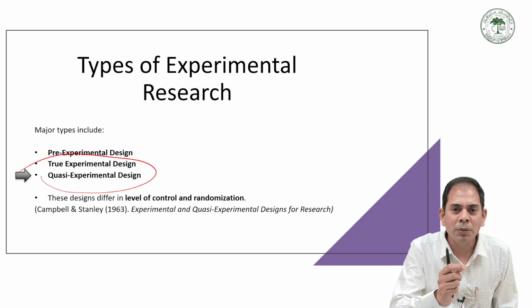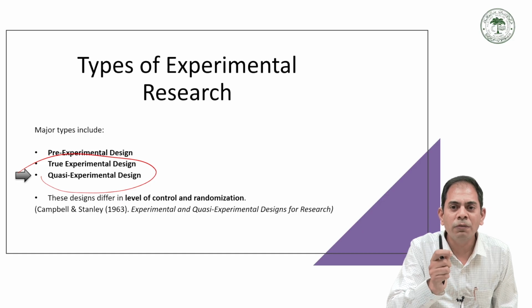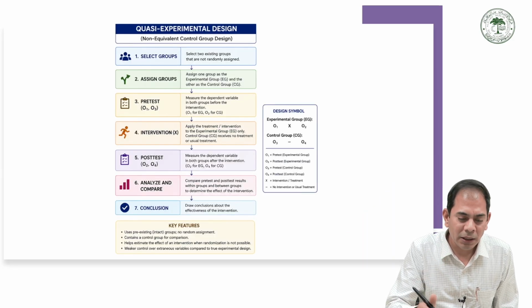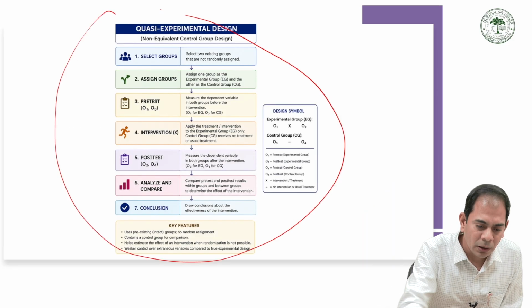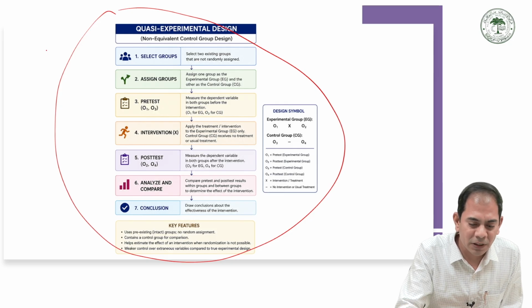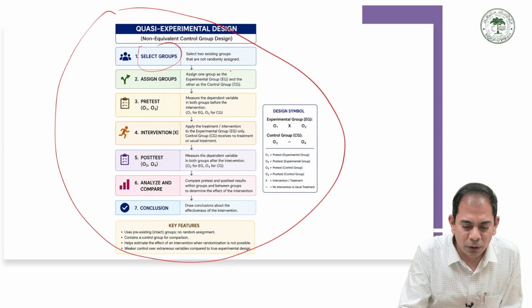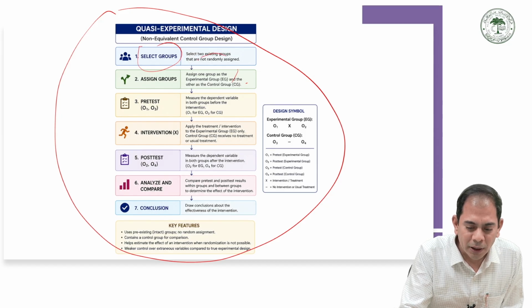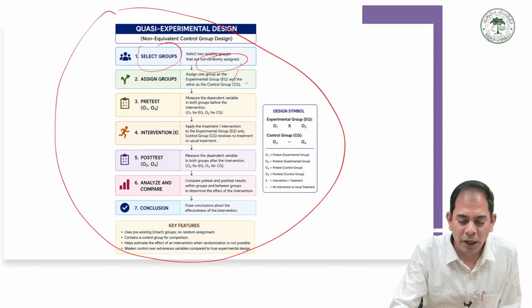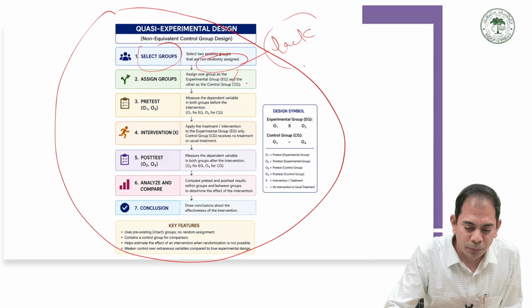The quasi-experimental design means the lack of full randomization. Just like you see on your screen, the quasi-experimental design. Here first we select the group, and after that, assign one group as experimental group and the other group as control group. It means in assigning the groups, there is no randomization. So this is the lack in this process.